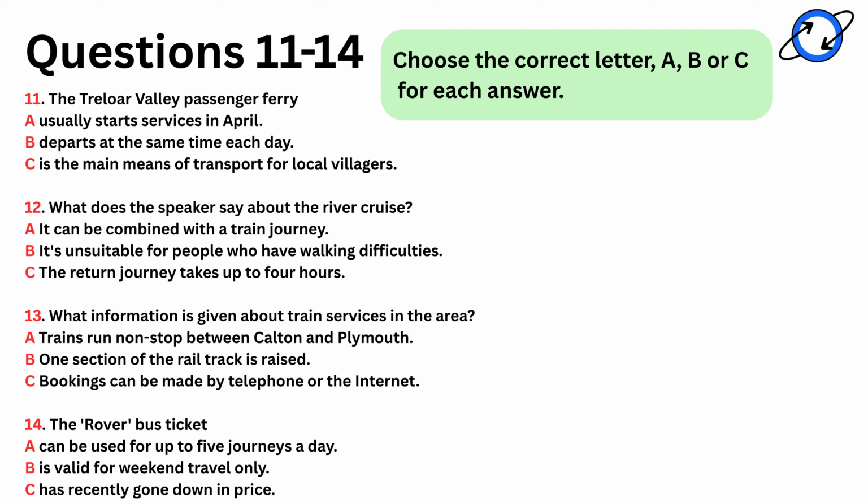The bus service in the Trelore Valley now connects all train stations and villages in the area. Especially for holidaymakers, there's a Rover ticket which can be used at weekends and on national holidays and allows unlimited journeys on those days. The Rover ticket provides great value for money and is now even cheaper than it was last year. An adult ticket costs £5.50 a day. Senior citizens can travel for £4.50, and a family ticket for up to 5 people costs just £12. Tickets can be bought on the bus.